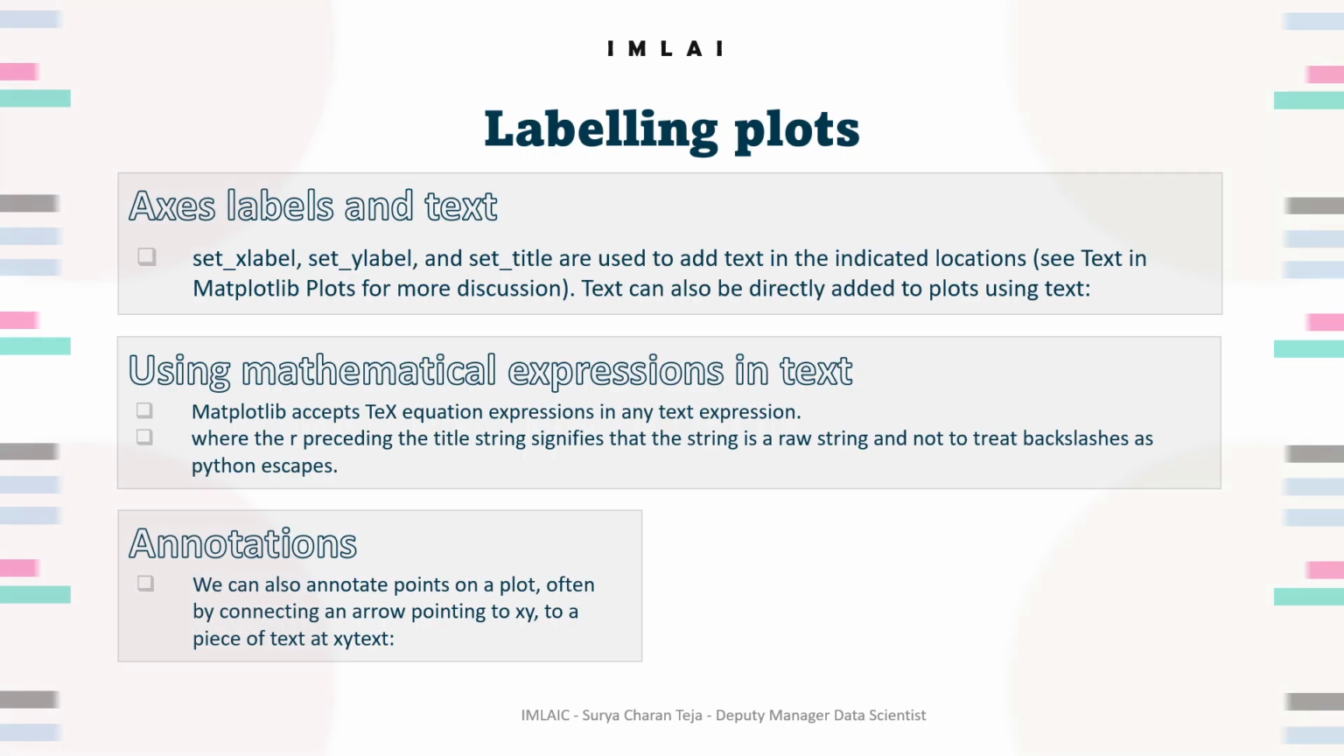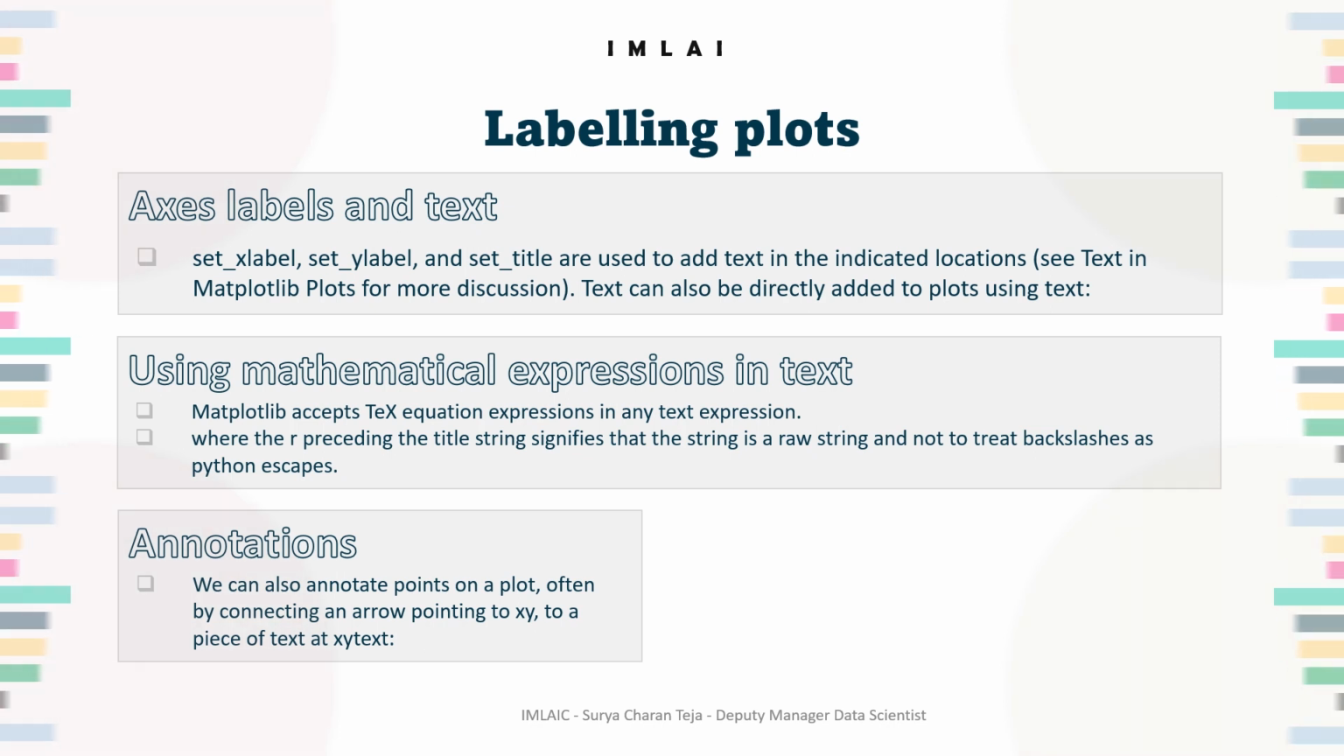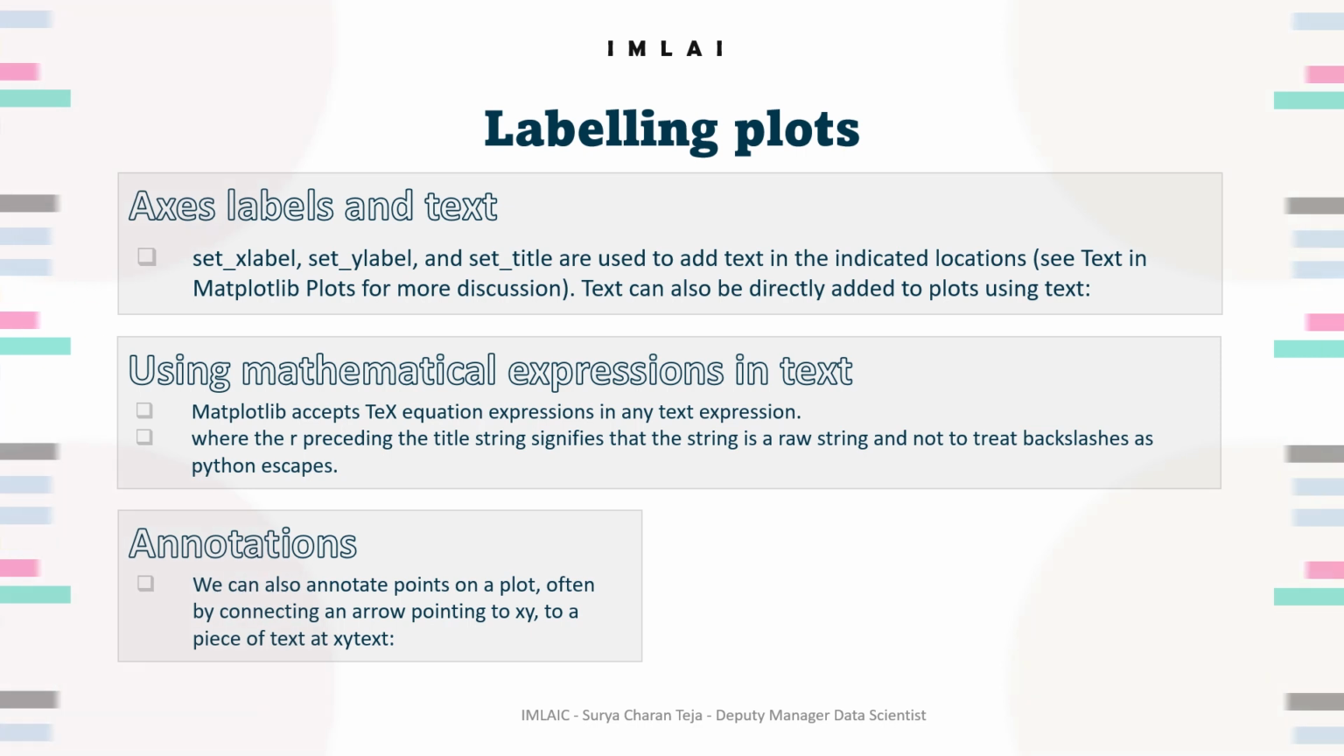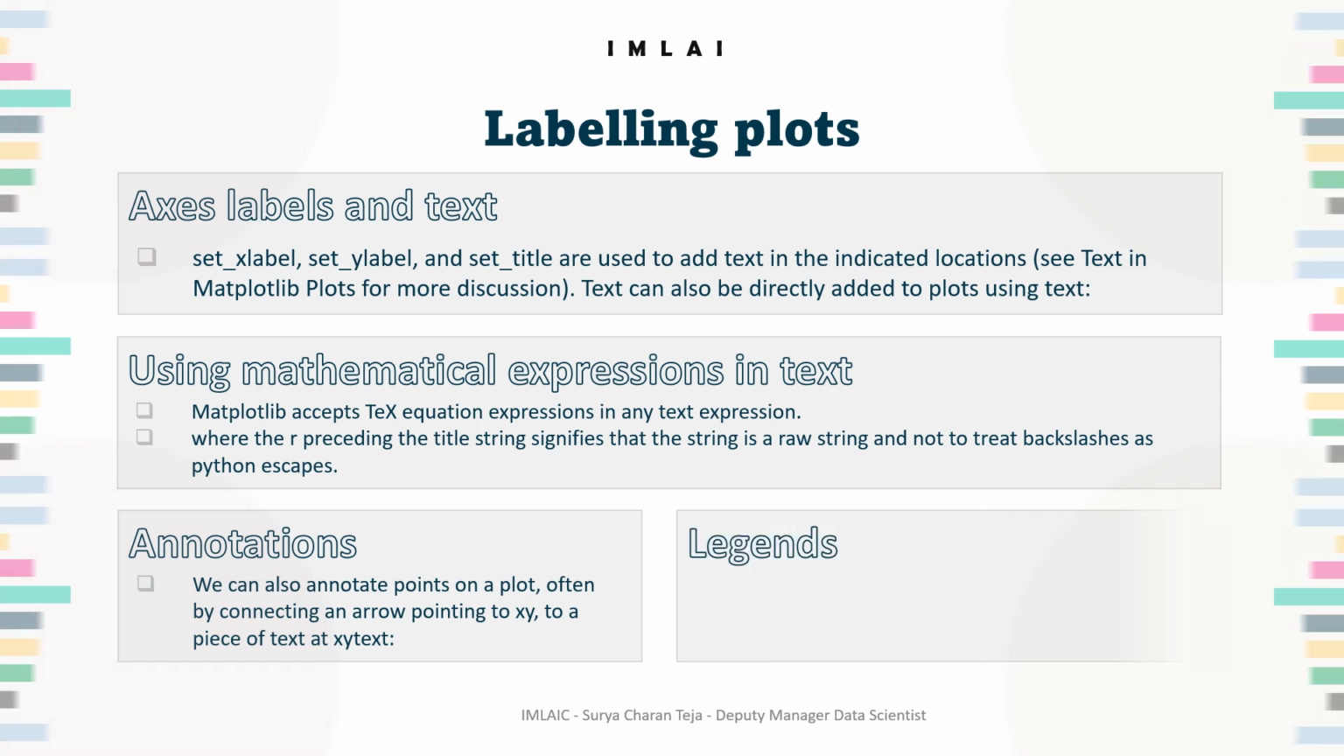So far we have seen different labelings from axis labels and text, and we used mathematical expressions in text so that we can label even scientific equations. We did annotations because if you want to annotate the peak of the curve, or max of the curve, min of the curve or median of the curve, we need some annotations. So that's the reason we have seen that also. Now we'll be looking into the legends.